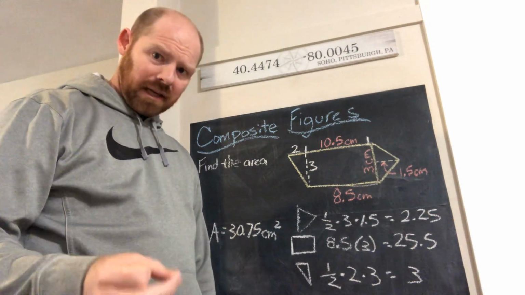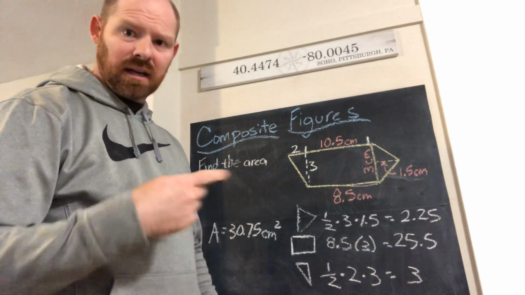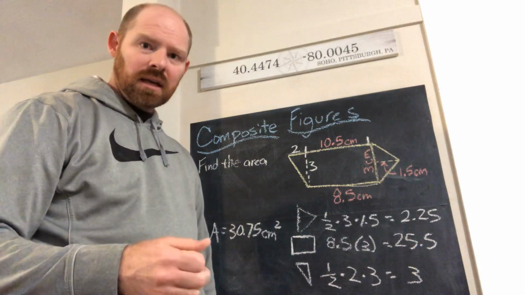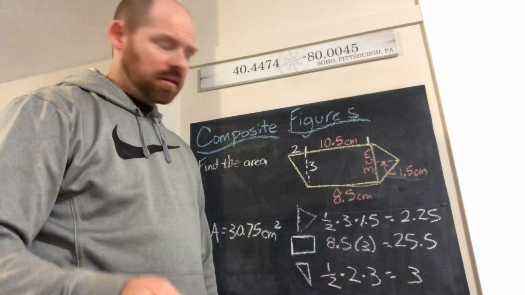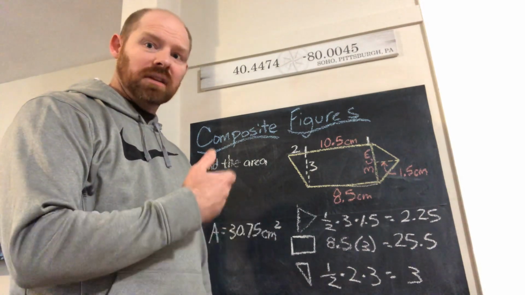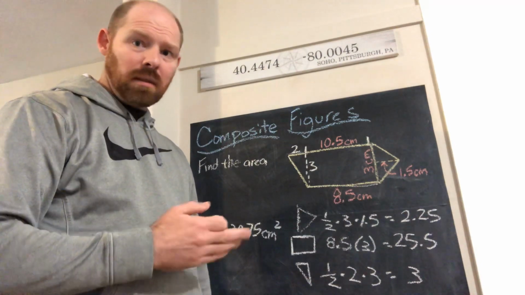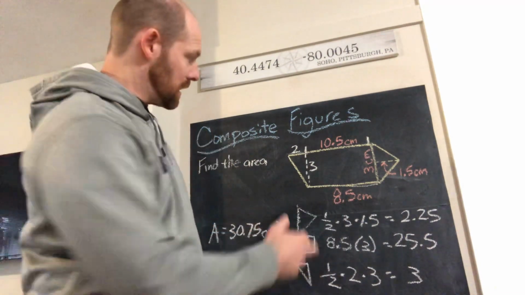Just keep this in mind. If you're given the measurements that you need, the length, the width, the base, the height, simply find the areas and add them all up. If you're not given a length that you need, then you need to somehow figure out what that length is by possibly just looking at opposite sides of shapes. Maybe you have to add some sides together. Maybe you have to subtract two sides like I did here.